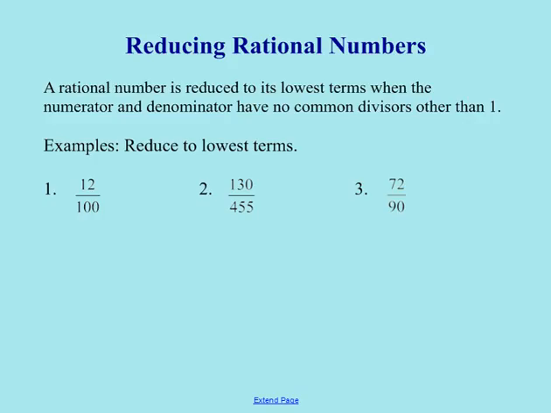The first skill we're going to talk about with rational numbers is being able to reduce a fraction. A rational number is reduced to its lowest terms when the numerator and denominator have no common divisors other than 1. Let's take a look at a couple examples.